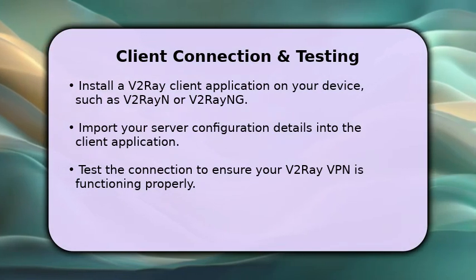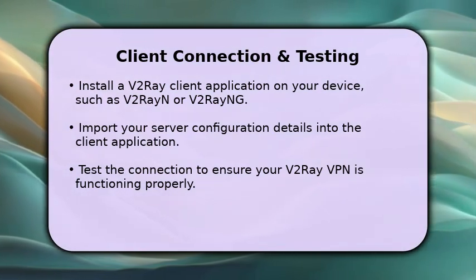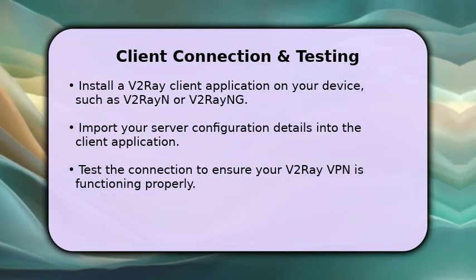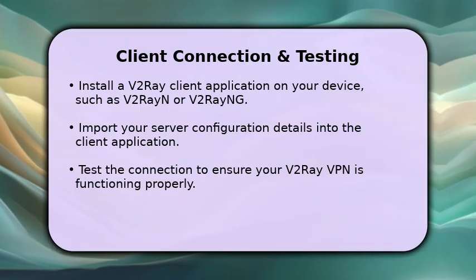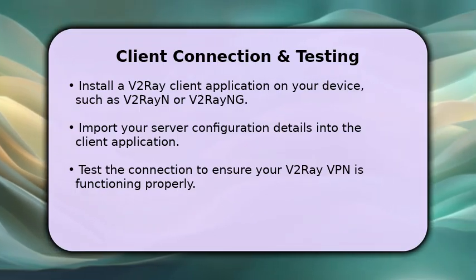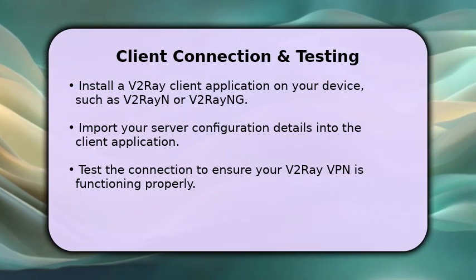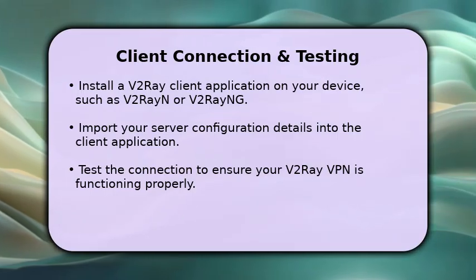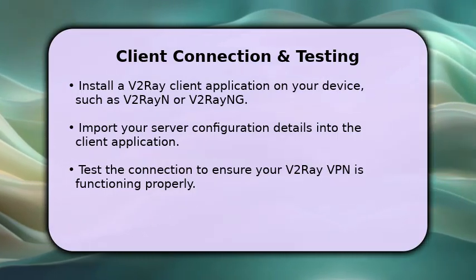Finally, it's time to connect your client. Install a V2Ray client application on your device. V2RayN for Windows or V2RayNG for Android are popular choices. Import your server's configuration details into the client. This typically involves scanning a QR code or manually entering the information.